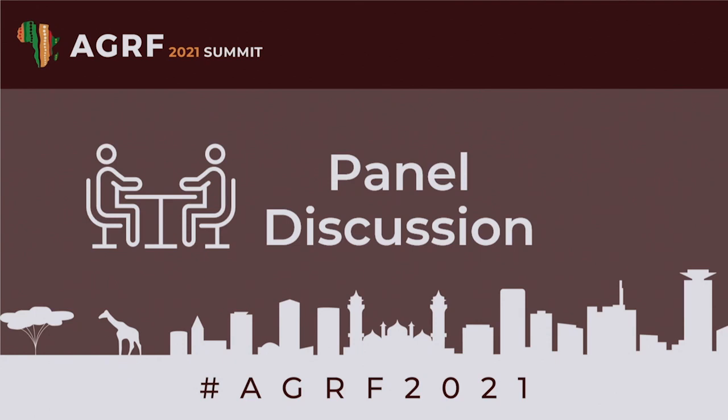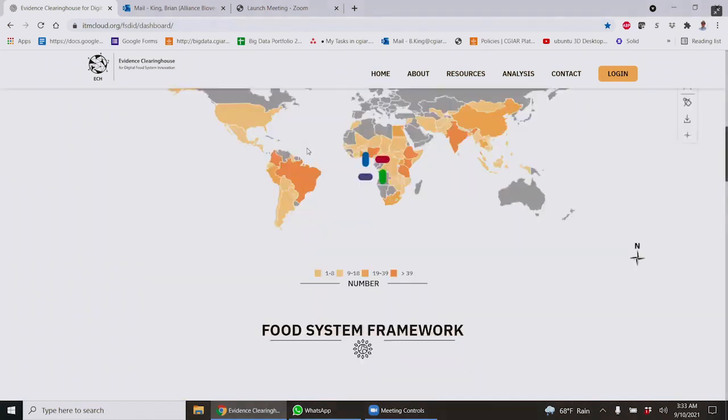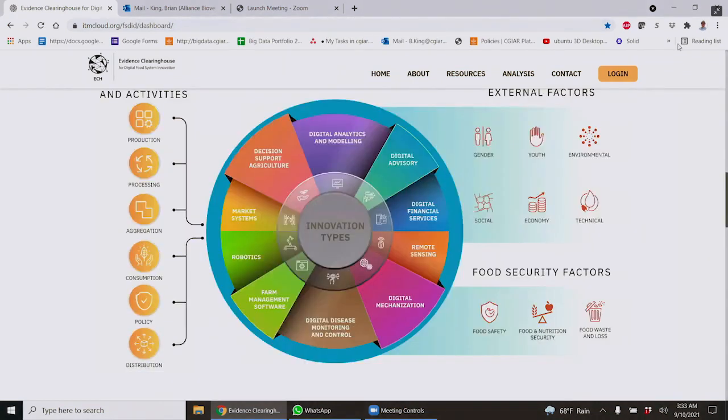What we've done with this is take a stylized version of the food system framework, with various components in it, processing through nutrition and consumption and distribution and so forth, and a functional typology of types of digital innovation that can continue to evolve and grow as we learn, and then some pretty well established indicators related to types of impact, so gender, youth, environmental, and several food security factors.